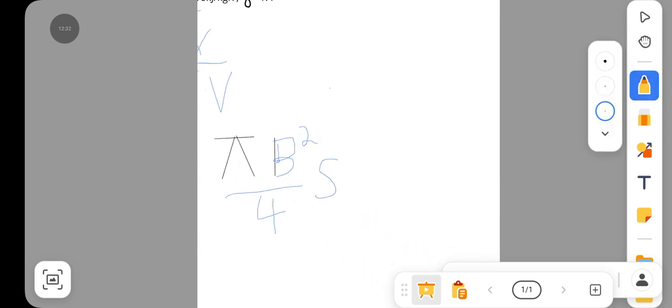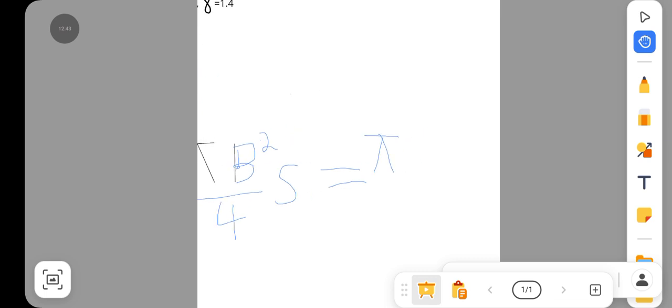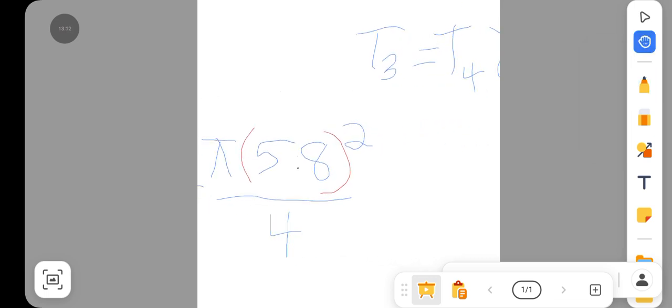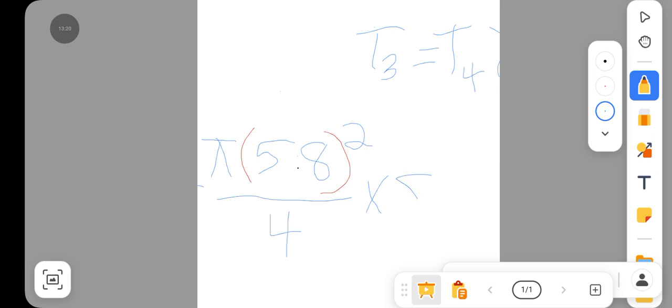We will have this equal to pi times, our b now is 5.8, so we have in our brackets 5.8 all square, 5.8 square divided by 4, then multiplied by our stroke, which is 8.2.